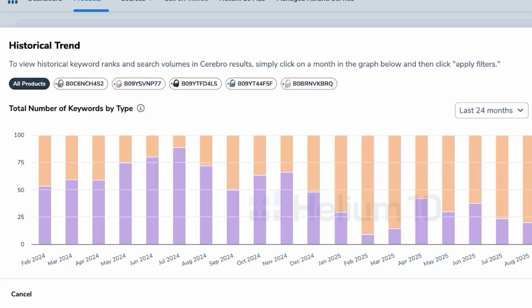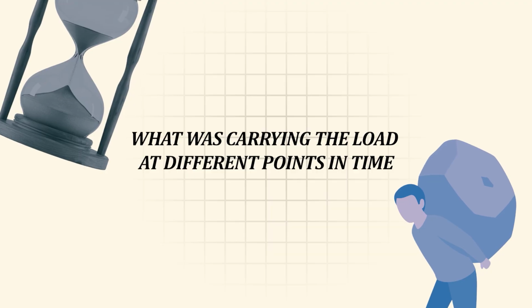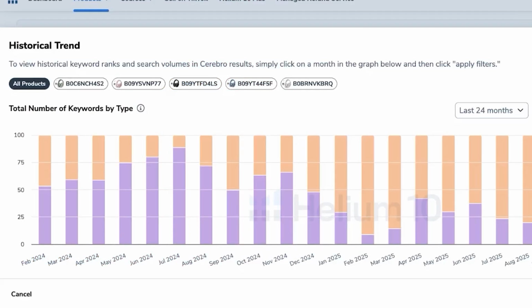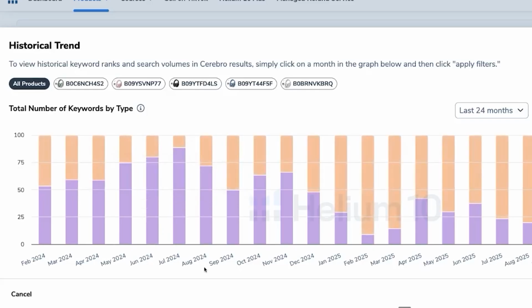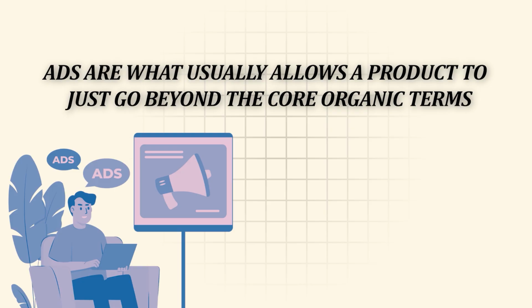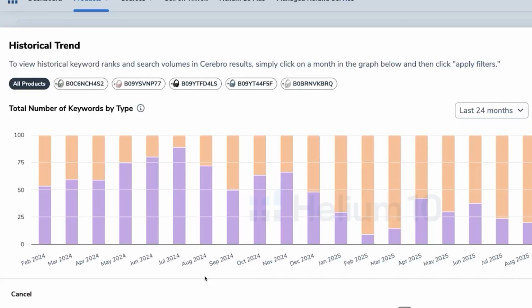The only thing percentage view helps with is understanding what was carrying the load at different points in time. So if I hover over these early months around the peak, you can see that a very big percentage of the visibility was coming from sponsored keywords. Organic was still strong, but the ads were helping. The ads were clearly helping show this product across a lot more searches. It's not a bad thing. It's actually pretty normal. Ads are usually what allows a product to go beyond the core organic terms and start getting visibility in more places.